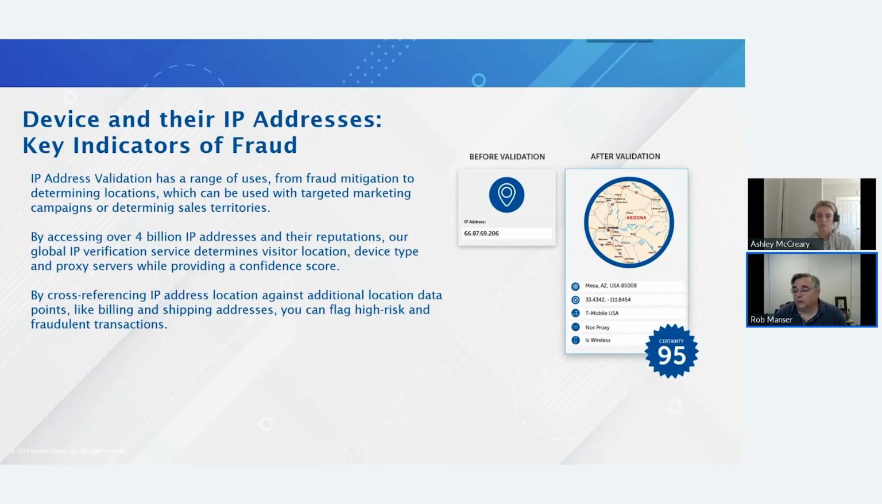It's a global IP service, and it will, like I said, determine the location, the device type, and proxy, if they're using a proxy or not. And proxy is important. Proxy servers are used by fraudsters largely to hide their true IP addresses and locations. They're trying to circumvent this lookup that we're trying to do.